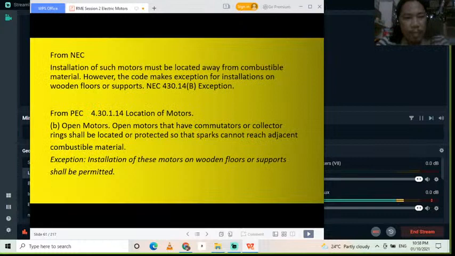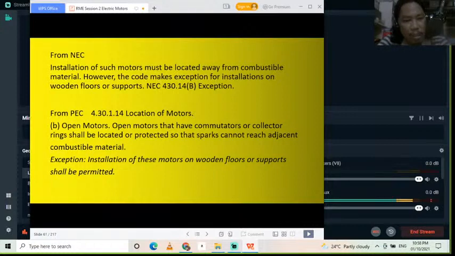So, from the National Electrical Code, Section 430.14B, exception. Installation of such motors must be located away from combustible material. However, the code makes an exception for installations on wooden floors or supports.